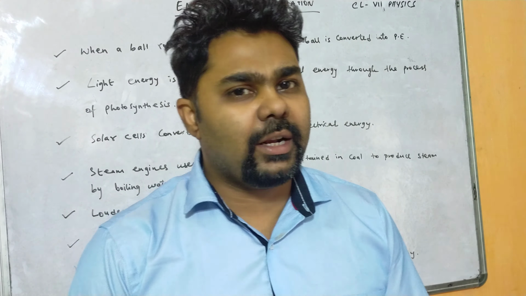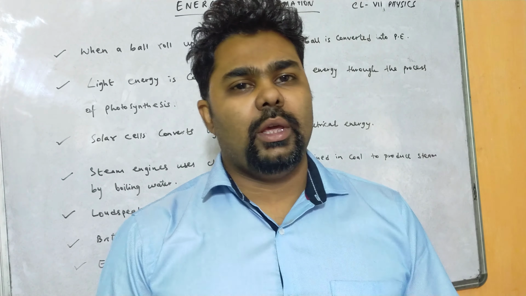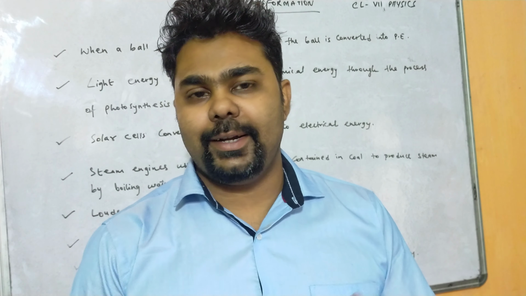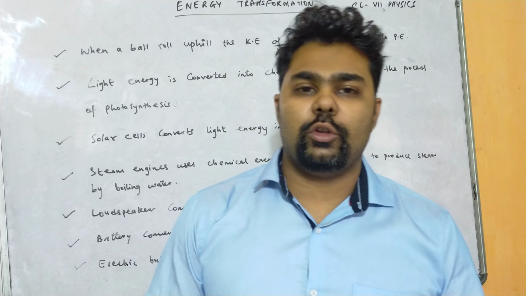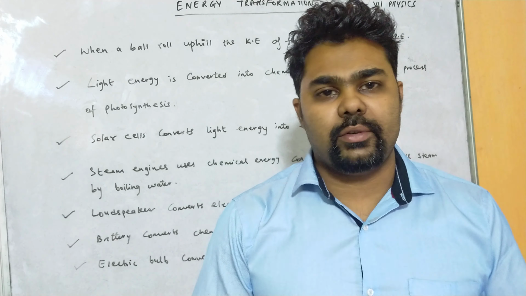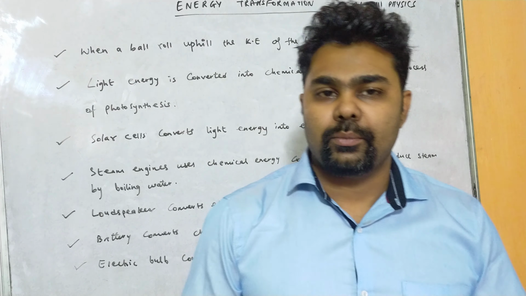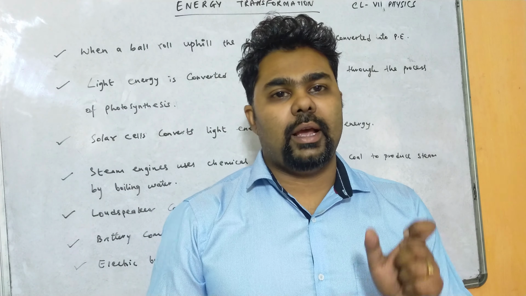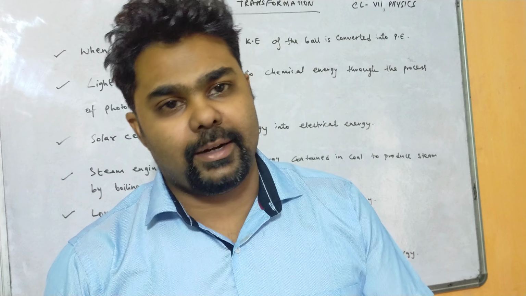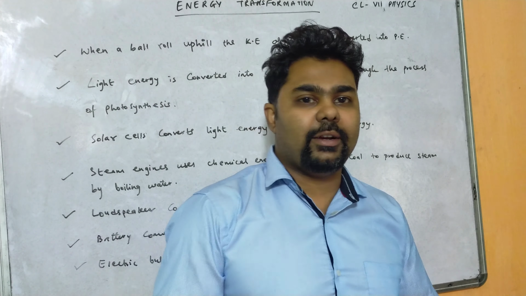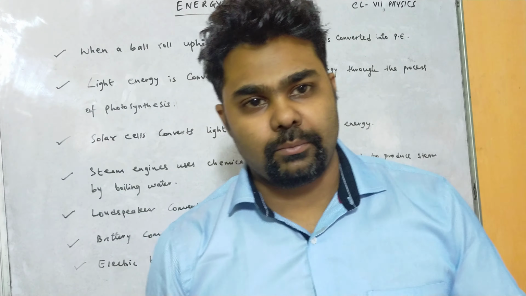Now there were kinetic energy and potential energy. The energy possessed by a body due to its motion is known as kinetic energy, and the energy possessed by a body due to its height or position, which is at rest, is known as potential energy. And kinetic energy and potential energy combined are said to be mechanical energy. So mechanical energy is the sum of kinetic energy and potential energy.